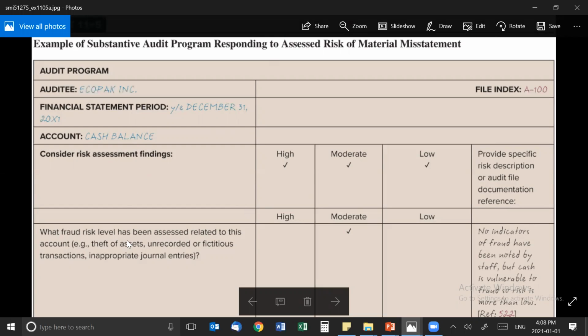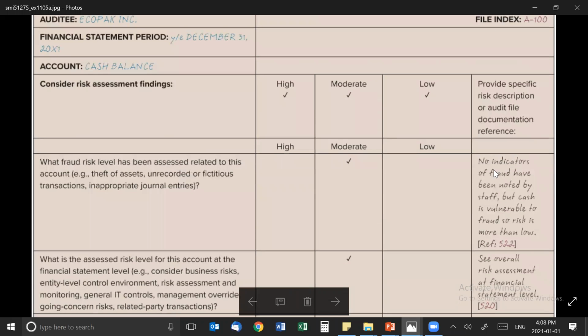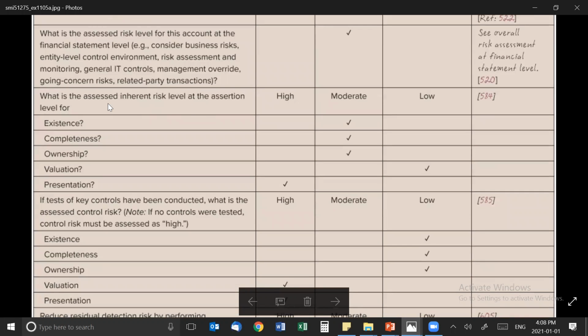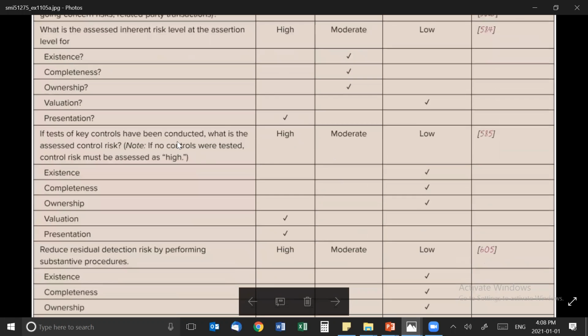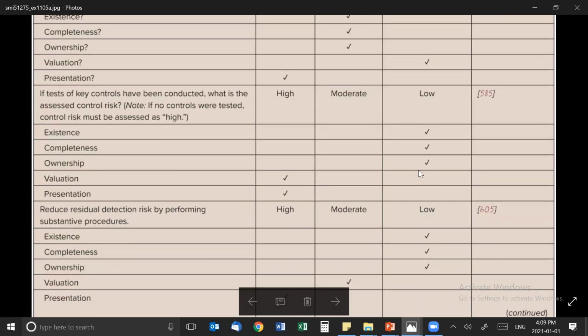So you first have to answer the questions around what's the fraud risk level, so moderate, no indicators of fraud, but cash is vulnerable, so the risk is moderate, so more than low. So you have to answer these questions. What are the inherent risk levels at the assertion level for any of these? Okay, so it seems that there's a moderate risk for existence, completeness, ownership, a high risk for presentation, a low risk for valuation. If test of controls have been assessed, what is the assessed control risk for all of these? Okay, so there's a high risk for valuation and presentation, but low for everything else.